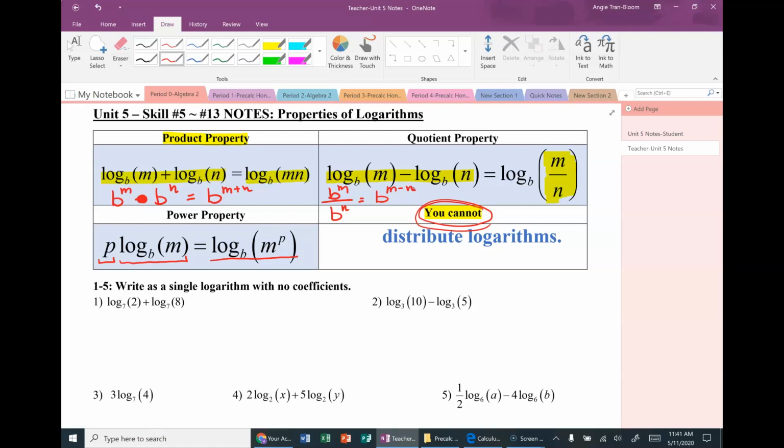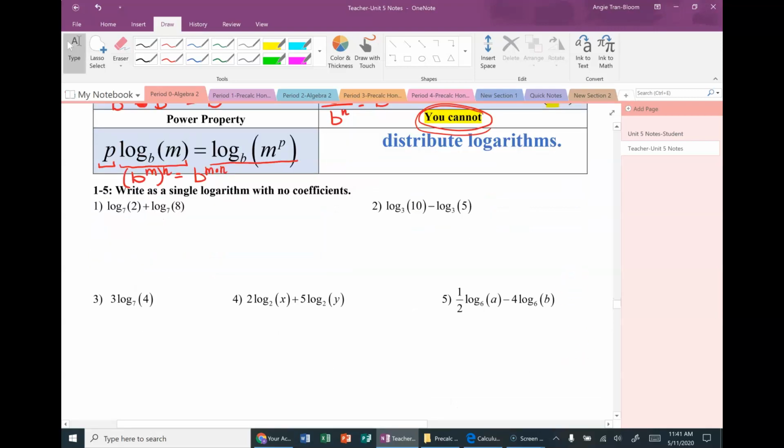Then in exponential, back in the days when we had power to the power, so b to the m raised to the n, then we multiply those exponents. Okay, so it becomes b to the m times n. Well, in log, we go the reverse order. If it is multiplication, then it's a power. Okay, it's an exponent. And again, you cannot distribute logs.